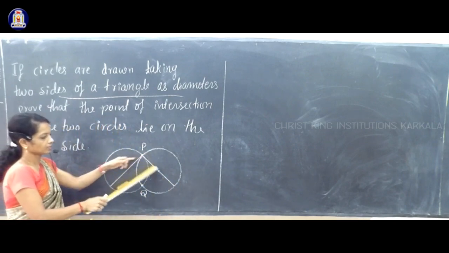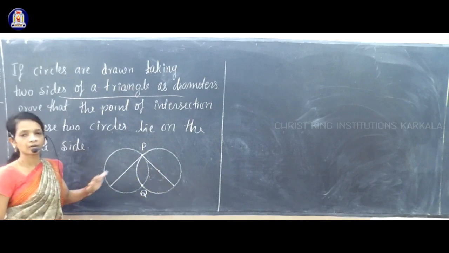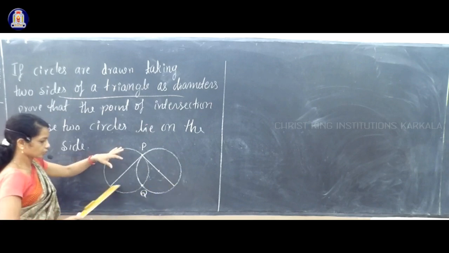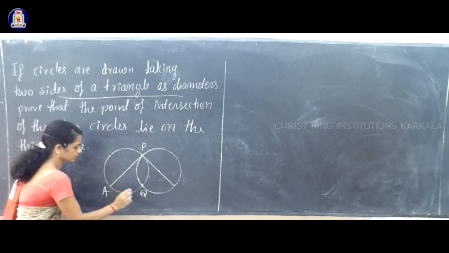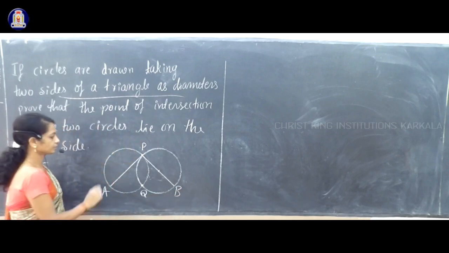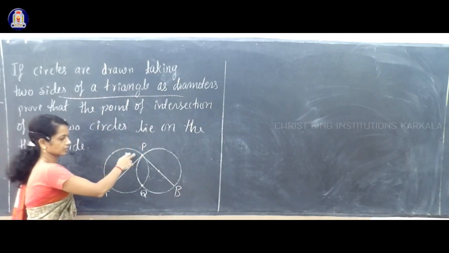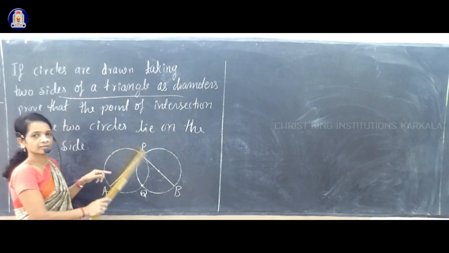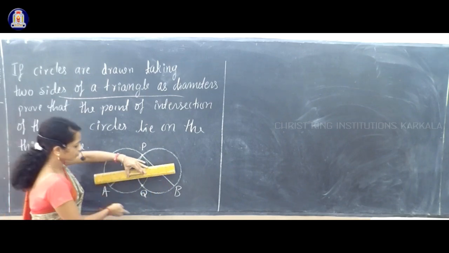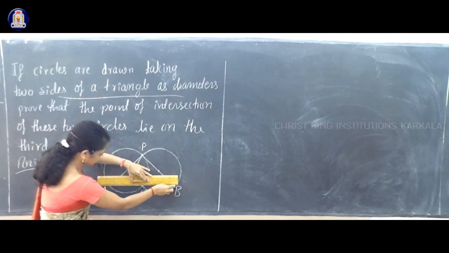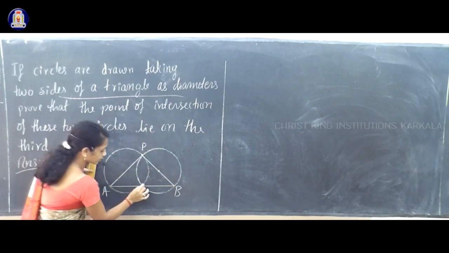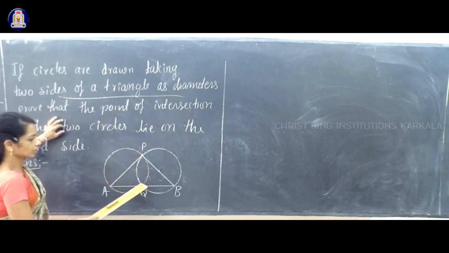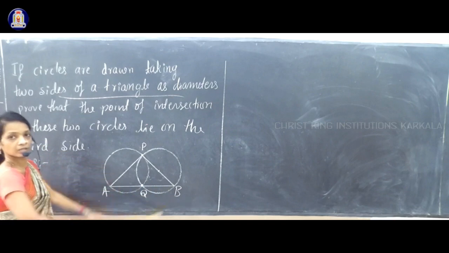So now you have to consider these two diameters as the sides of a triangle. To get a triangle, what do you have to draw? You have to join these two points. I'll take this point as A, this point as B. PA is the diameter of the first circle and PB is the diameter of the second circle, and we take PA and PB as two sides of a triangle. Now we have to join A and B, and clearly you can see the point of intersection of these two circles lies on the third side. AB is the third side.